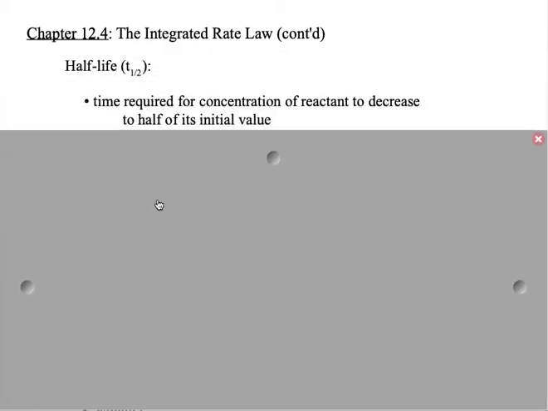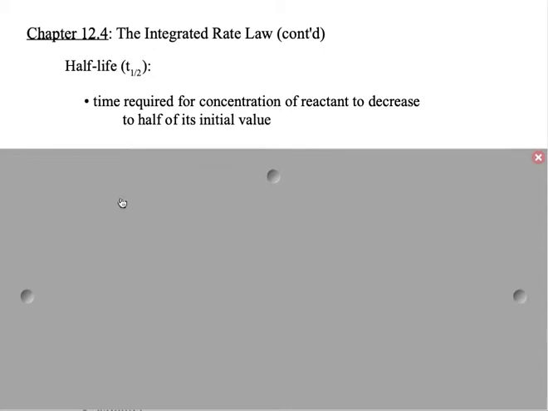Okay, in this video I'd like to continue to talk about some topics from chapter 12.4, specifically the concept of half-life and how we calculate it, and to do some sample problems involving integrated rate laws. So, half-life is defined as the time required for the concentration of a reactant to decrease to half of its initial value from whenever you start the reaction.